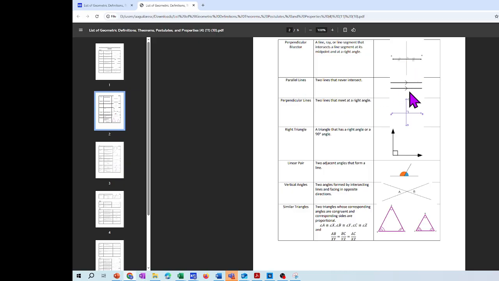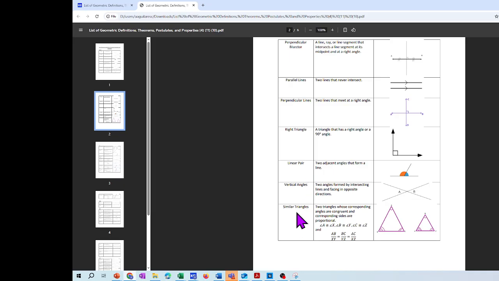Parallel lines never intersect. Perpendicular lines, like I said, are going to intersect and form a 90-degree angle. A right triangle is a triangle that has a 90-degree angle. Linear pair, two angles that form a line. Then vertical angles, what we are reviewing right now, are two angles formed by intersecting lines and facing in opposite directions. So this is the definition of vertical angles.